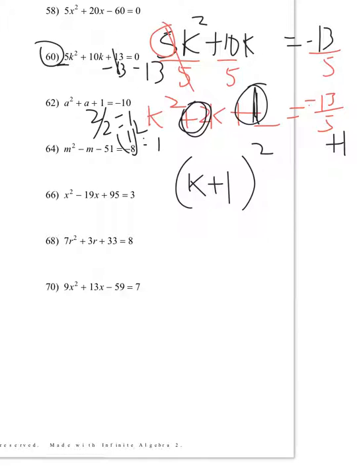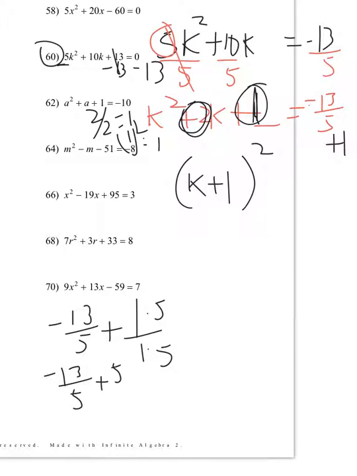Over on this side, I have negative 13 fifths plus 1. Now I need a common denominator to add them because I want to combine them, so I'm going to multiply by 5, multiply by 5. So it's negative 13 fifths plus 5 fifths, which is going to be negative 8 fifths. So I get equals negative 8 fifths.